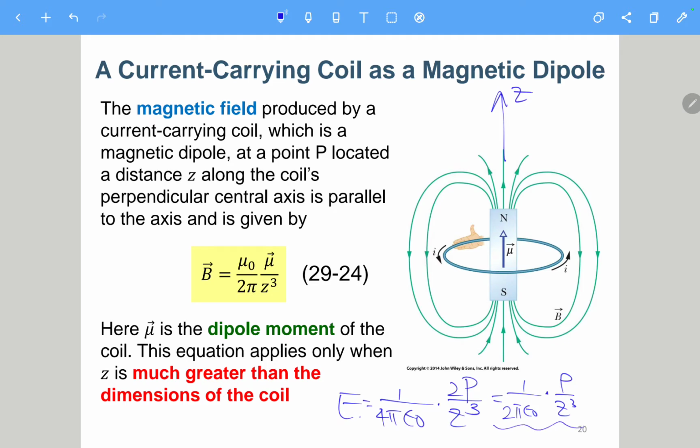Okay, so here you can see this one and this one are so similar. They are the so-called duality. Here we just need to exchange E field with the B field, and then we change epsilon naught to 1 over mu naught, and then we also change P to the mu. So this is electric dipole, this is magnetic dipole, and then this one will become this one. That's why epsilon naught is at the denominator, and mu naught is at the numerator.